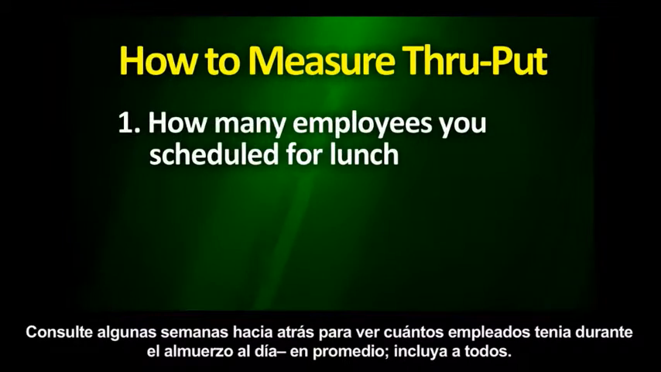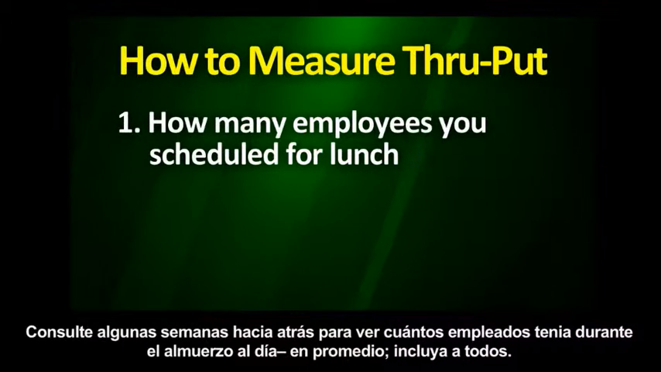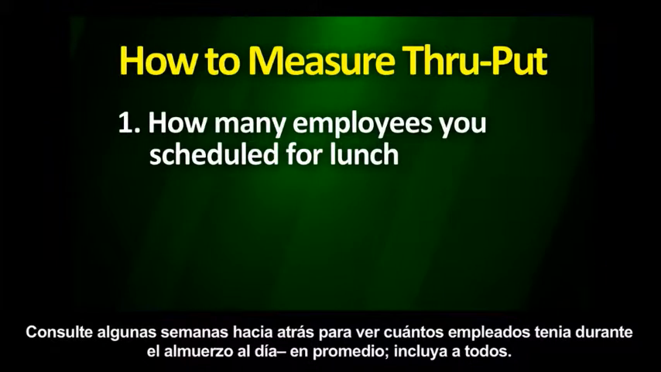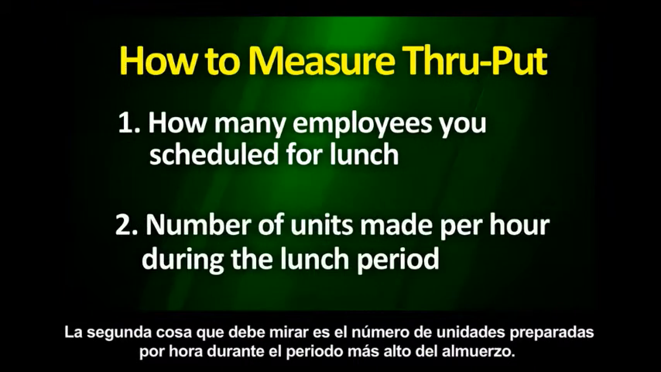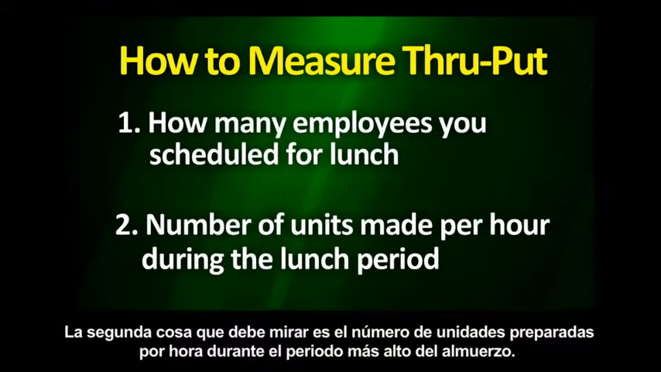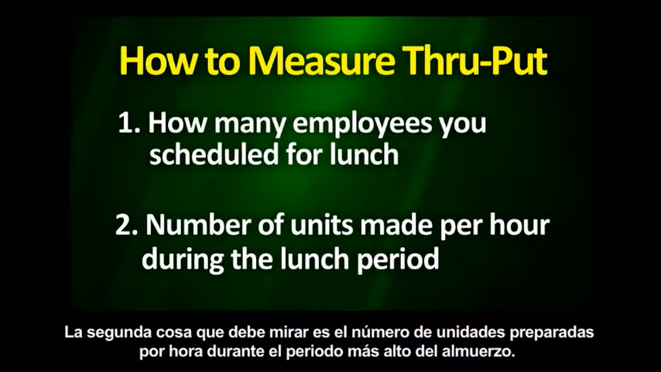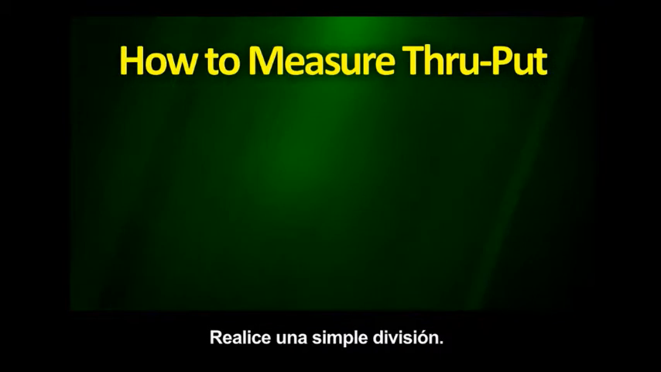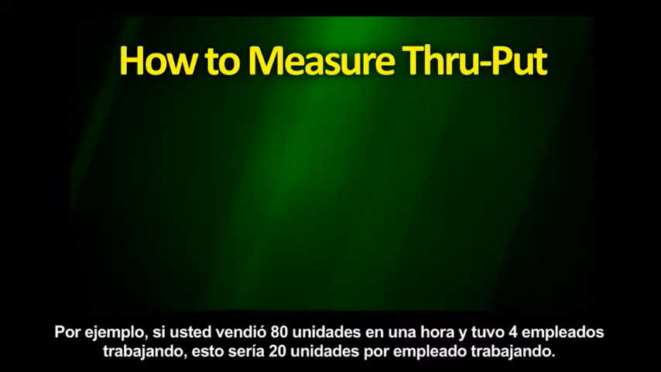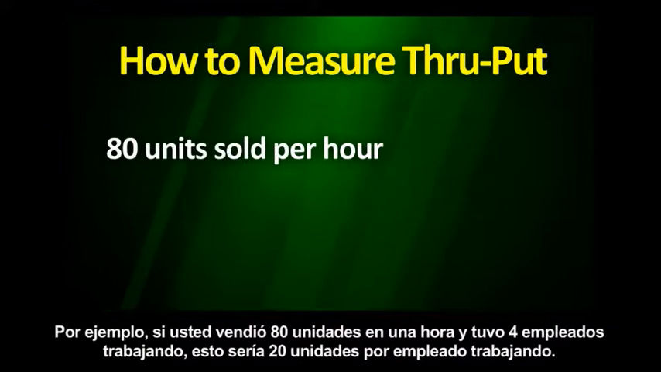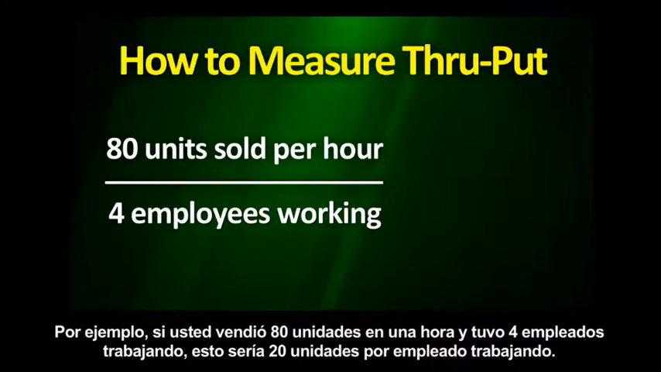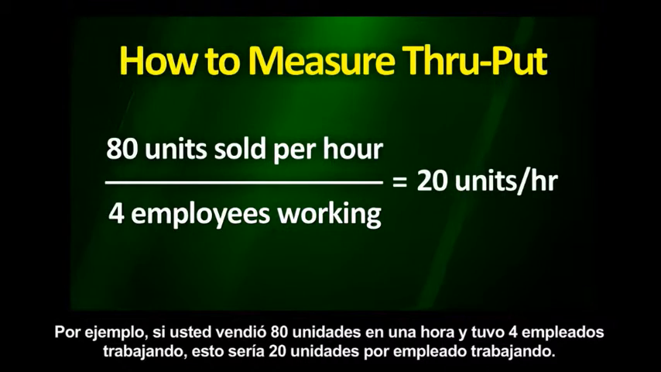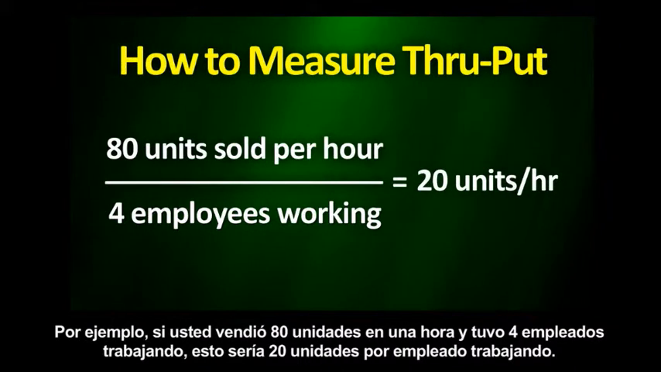Look back at your recent weeks to see how many employees you had on duty during lunch, during the average day. Include everyone. And the second thing you do is look at the number of units made per hour during the busy lunch period, and make a simple division. For instance, if you sold 80 units in an hour and had 4 employees working, that would work out to 20 units per employee working.